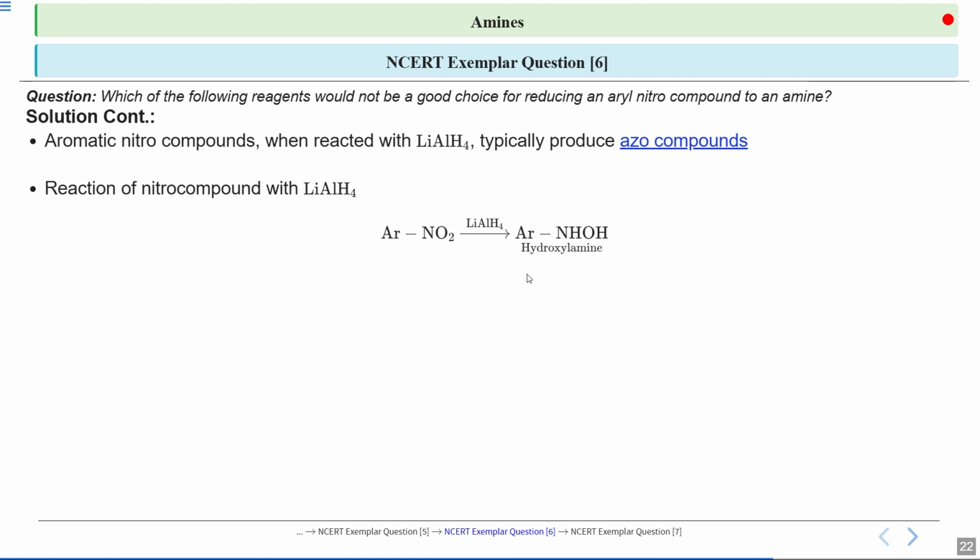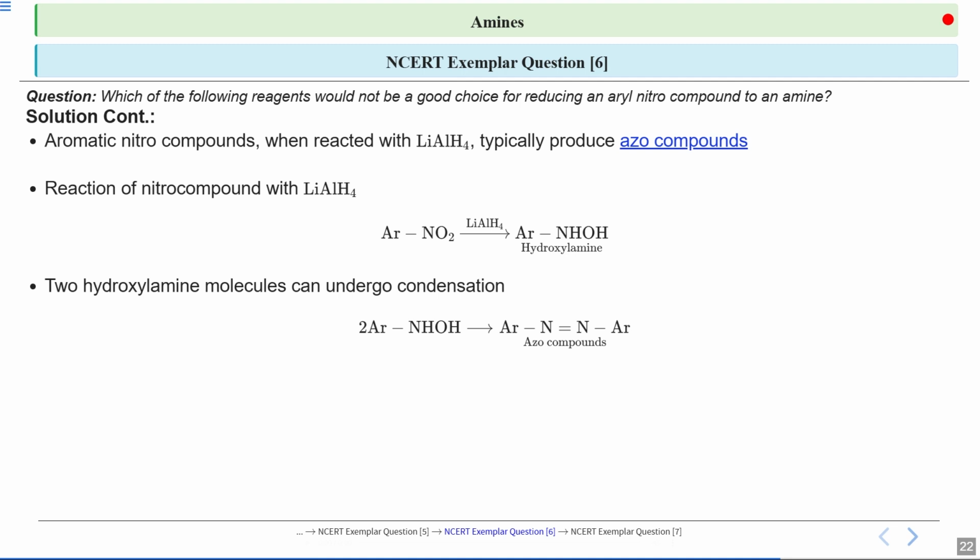So this is a nucleophilic substitution where LiAlH4 reduces the nitro group to a hydroxylamine group on the aromatic ring. Okay, now if you further see, two hydroxylamine molecules condense by losing a water molecule, forming a hydrazine. Okay, so if you look at this, the reaction shows the formation of azo compounds from aryl nitroso compounds.